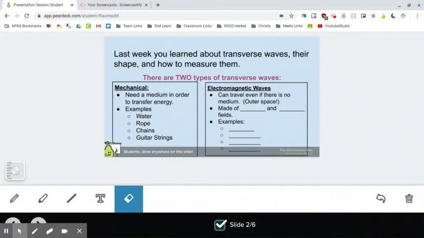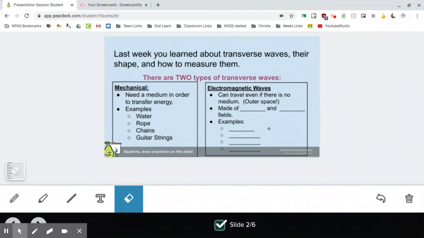Fill in the blanks here. Electromagnetic waves are made of electric and magnetic fields. That's where you want to pause the video to stop and type those in, and that comes directly from this term. I'll explain why in a few minutes.